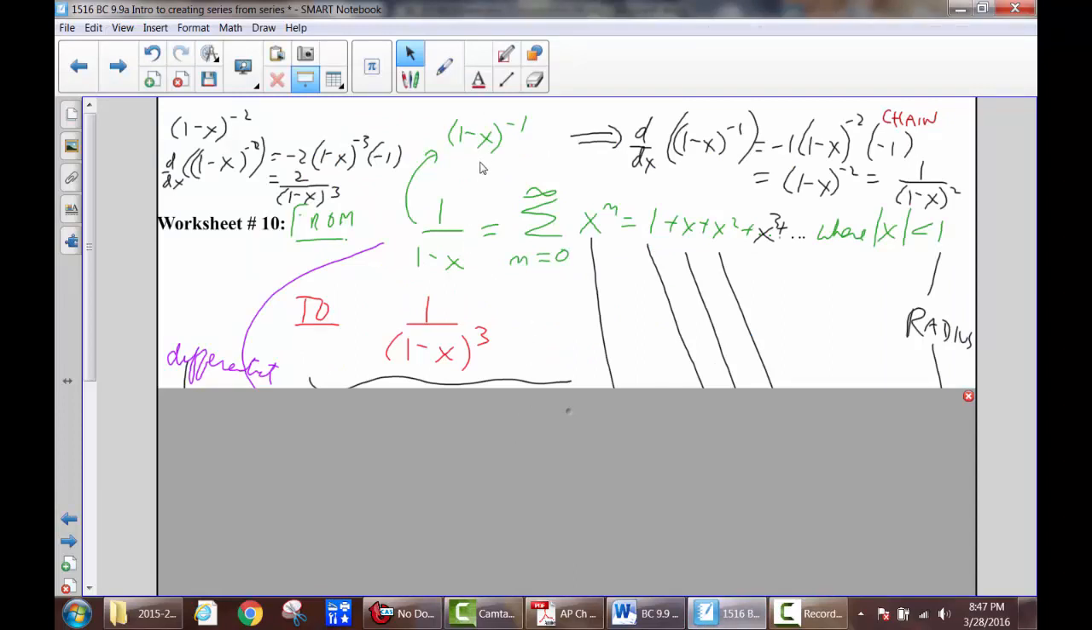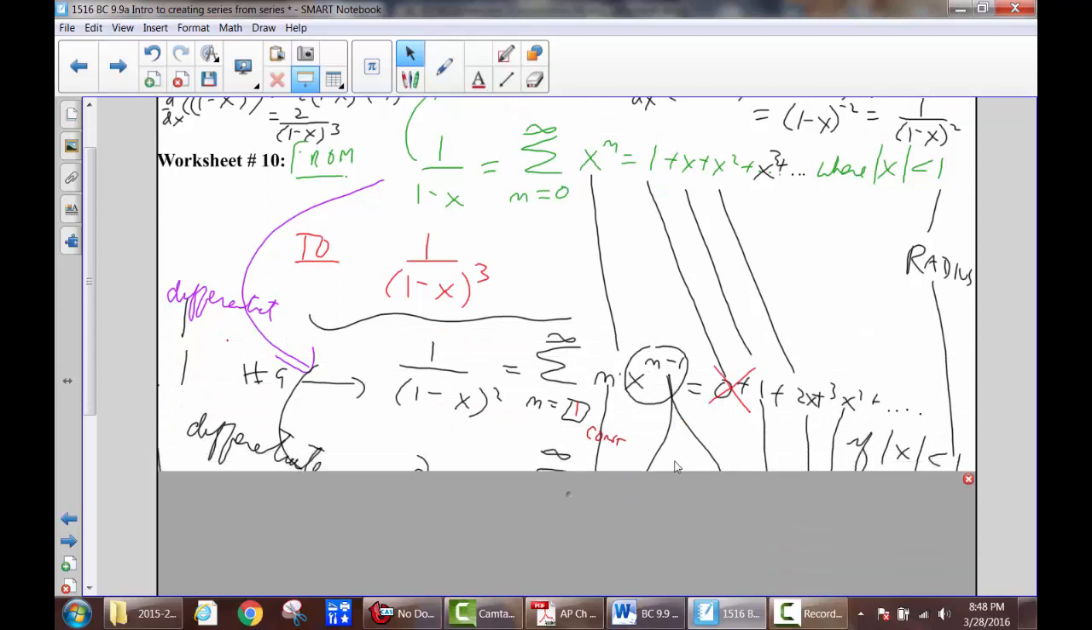We have 1 over 1 minus x, which, by the way, is 1 minus x to the negative 1. If you take the derivative of that, you'll get negative times 1 minus x to the negative 2 times negative 1 by the chain rule, which actually gives 1 over 1 minus x squared. If I take the derivative of that expression, I'll get negative 2 times 1 minus x to the negative 3, again chain rule, times negative 1, which gives me 2 over 1 minus x cubed. Okay? And what I want is 1 over 1 minus x cubed. So all I'll have to do after I get to this point is simply divide through by 2 or multiply through by half. Okay, so there's our original geometric power series, 1 over 1 minus x, x to the n.